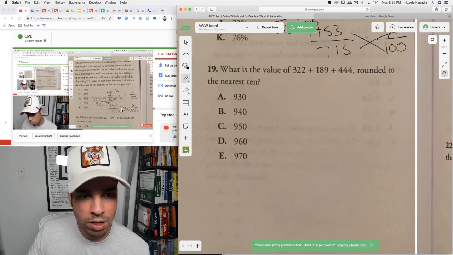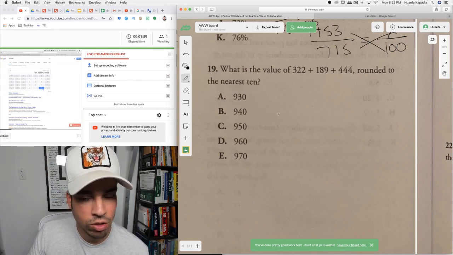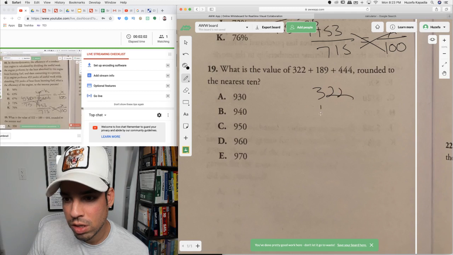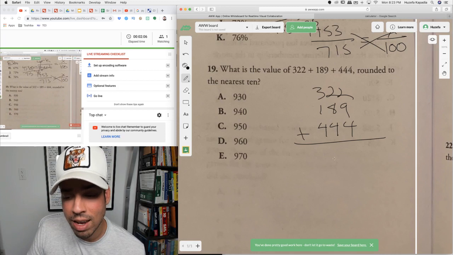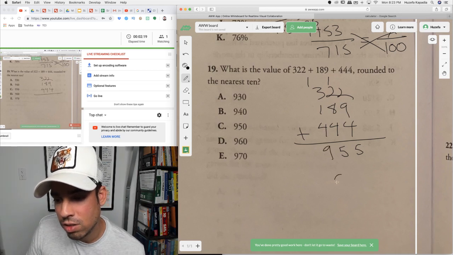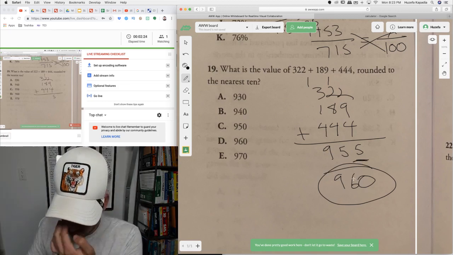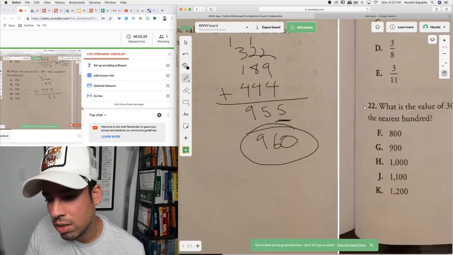What is the value of 322 plus the rest of this, rounded to the nearest 10? This is pretty straightforward. Use a calculator most likely, but I will just do it. Make sure to round to the nearest 10 after you do the addition. So 955 to the nearest 10 is actually 960. We round up because this digit is 5. When it's 5 or above, we obviously round up. I think most of you probably know that rule.